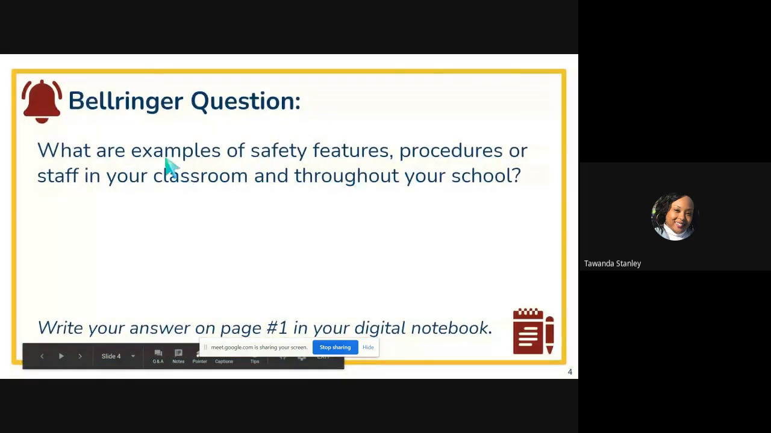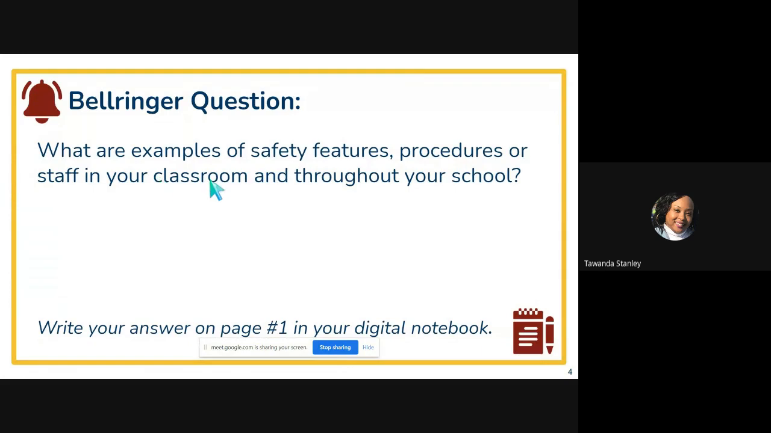We talked about what are some examples of safety features in the classroom, and you guys were responsible for typing this in on your digital notebook. Some of the examples included fire drill, lockdown, how we go outside for a fire drill. So I'm just giving you guys a couple. Notice it says write your answers on page one in your digital notebook.